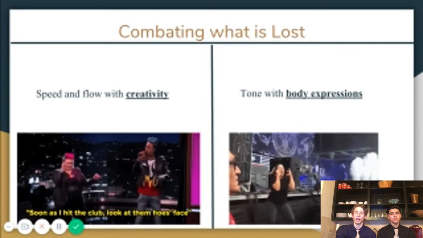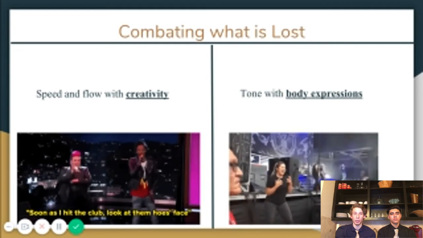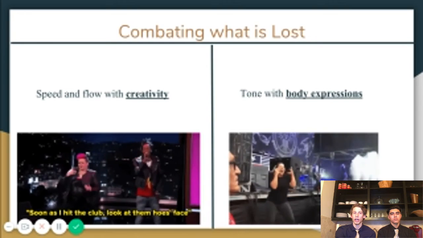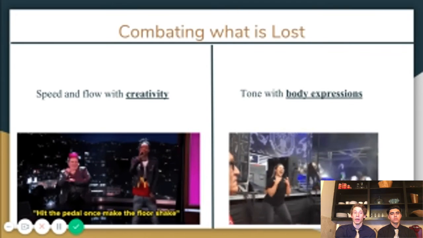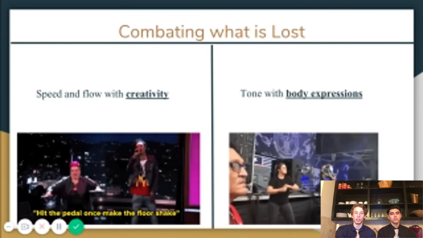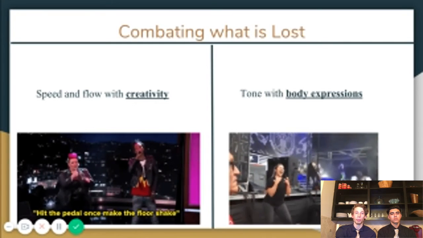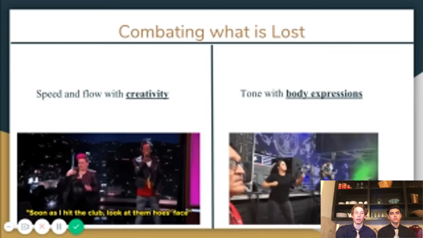For tone, the translator's body expression can depict this. For example, for a screamo song, it can be very intense body movements, just like in the image below. In a way, these new creative components are things that are gained.